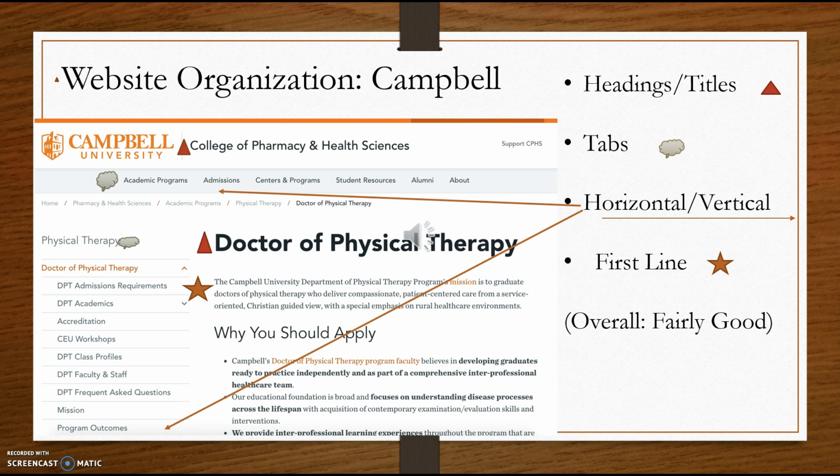It's more persuasive. It very clearly tells you the mission statement right off the bat, and its very first subtitle is basically why you should apply. This is definitely a more persuasive webpage. And the organization is clear. There's good use of white space, subtitles called out more. It's overall a much better organized webpage.